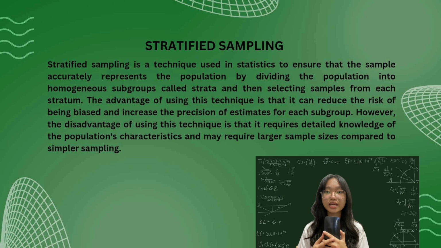Stratified sampling is a technique used in statistics to ensure that the sample accurately represents the population by dividing the population into homogeneous subgroups, called strata, and then selecting samples from each stratum. The advantage of using this technique is that it can reduce the risk of bias and increase the precision of estimates for each subgroup.